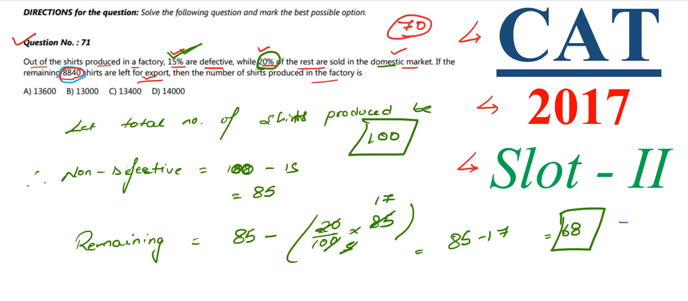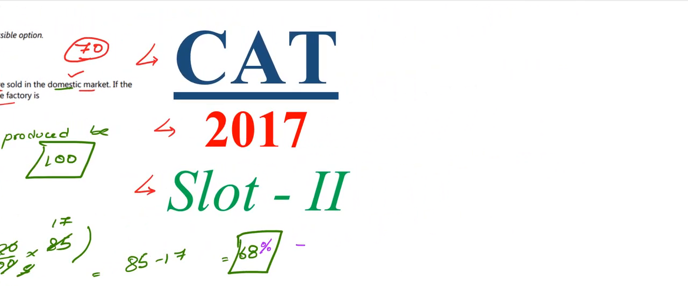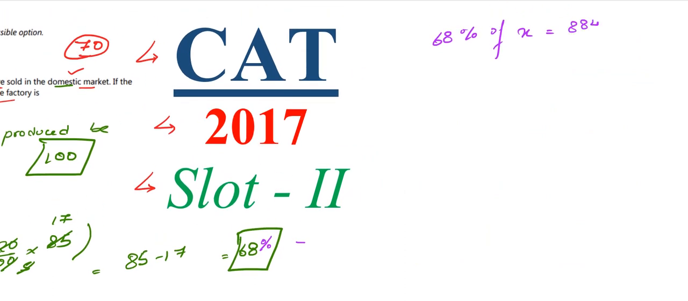So we have 68 percent of shirts left for export, and we have been given that 8,840 shirts are left for export. So now let the total number of shirts be x. So 68% of the total number of shirts, that is x, is given to be 8,840. So 68x by 100 is equal to 8,840. Solving this further, x will be equal to 8,840 into 100 divided by 68.